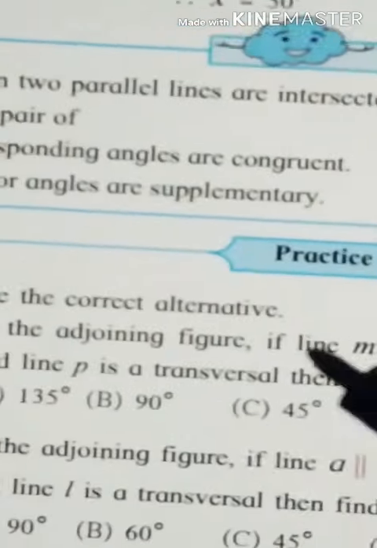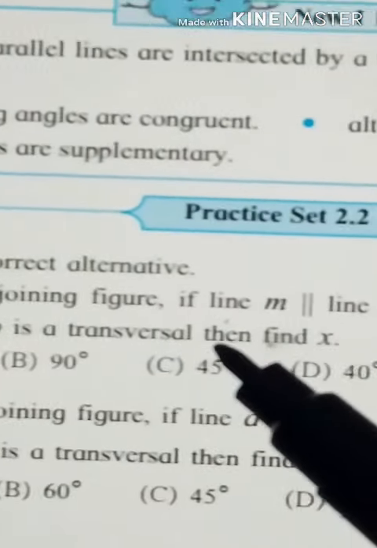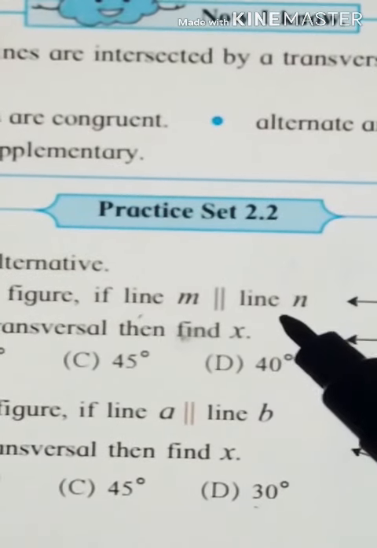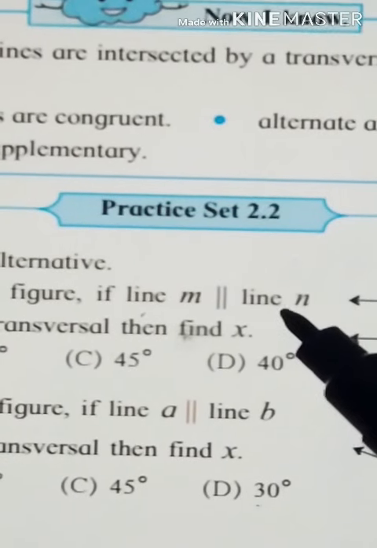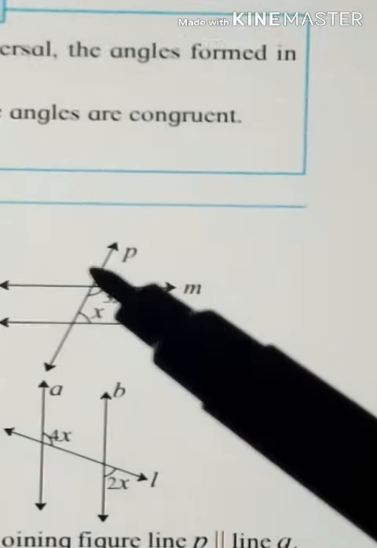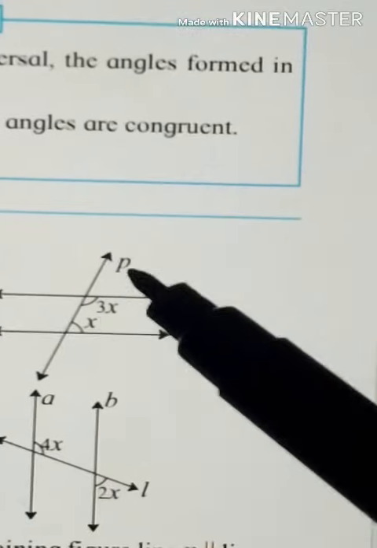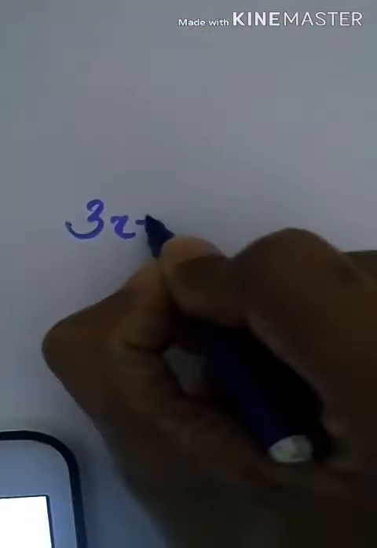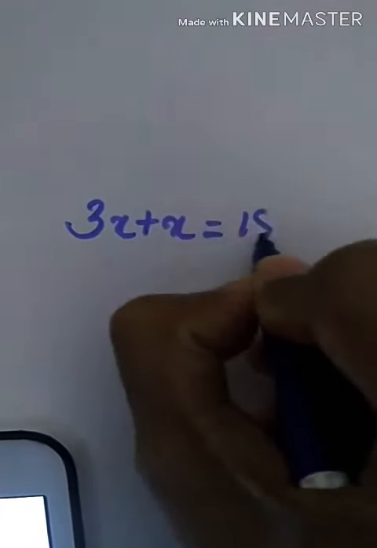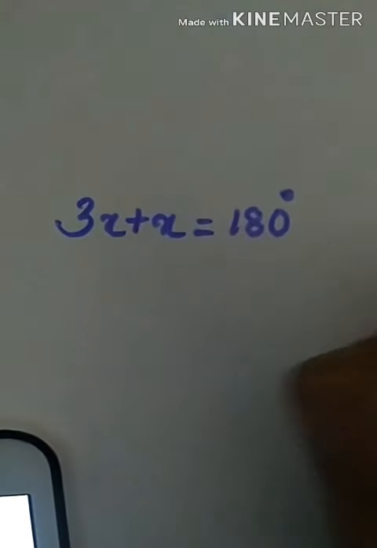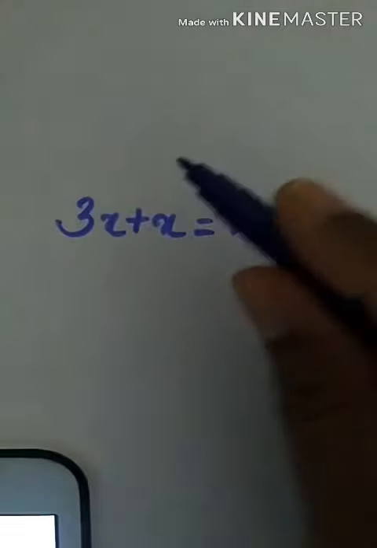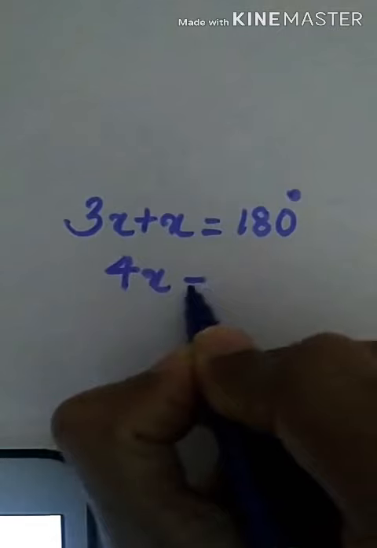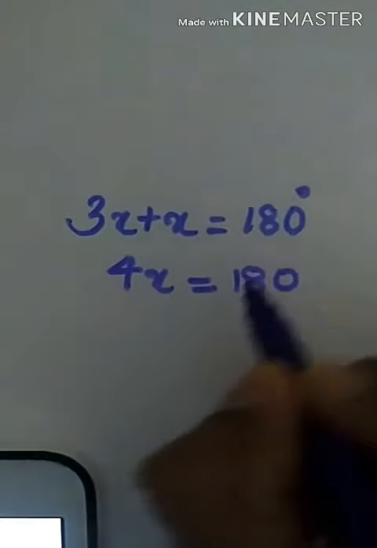Have they given in the question lines are parallel? Check once again. Yes, see here, line M parallel to line N. They have given this information. If lines are parallel, then the interior angles are supplementary. So let us add 3x plus x equal to 180 degrees. Interior angles here, no need to write the reason because we want only answer directly. 3x plus x will be 4x is equal to 180.